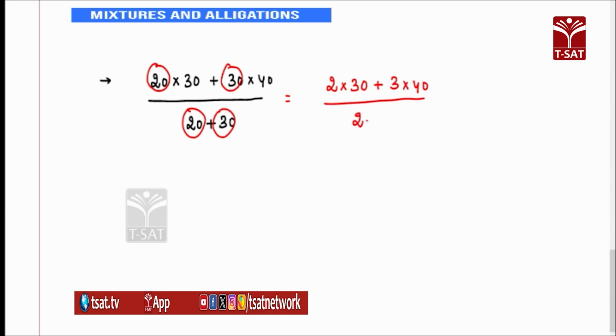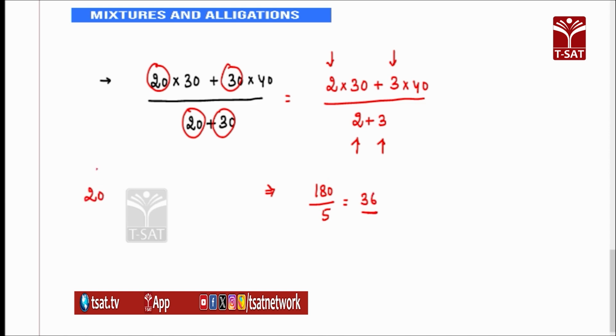I have taken common of 10. Now 20 and 30 became 2 and 3. So we don't need to worry about the multiples. We just need to concentrate on the simplest values possible. So here it is 60 plus 120, 180 divided by 5. This one is 36 here.